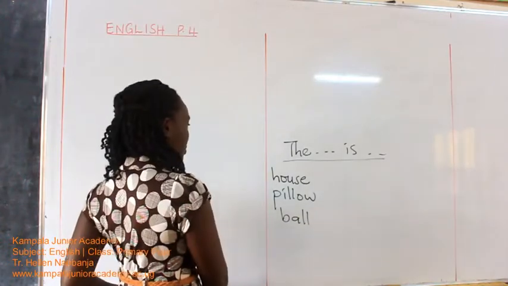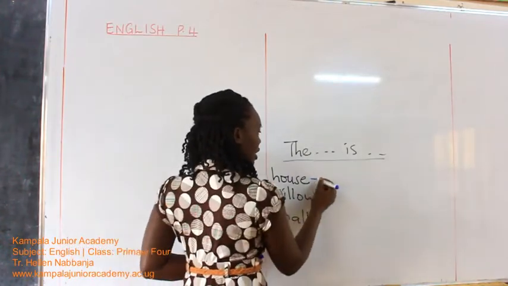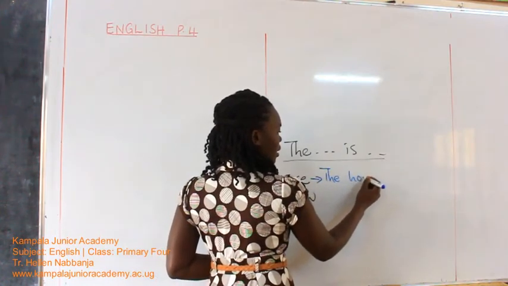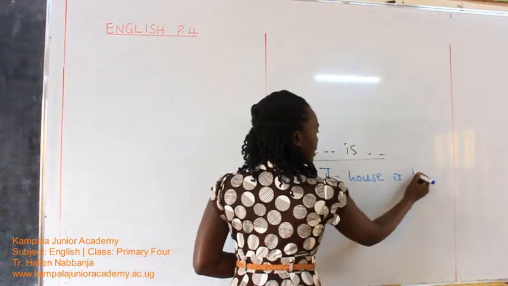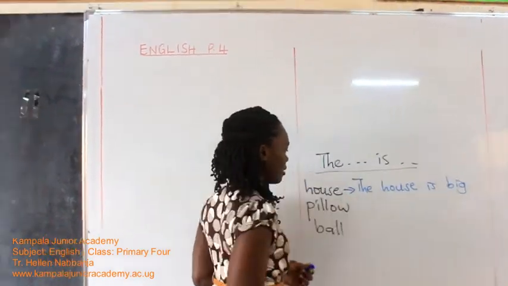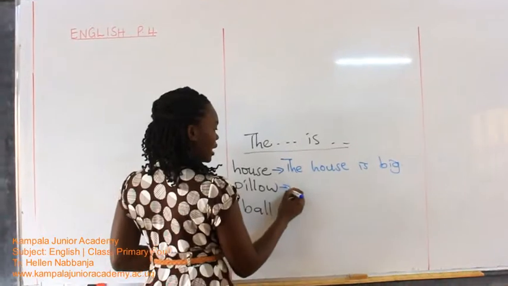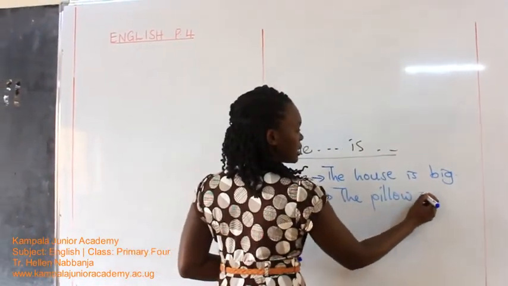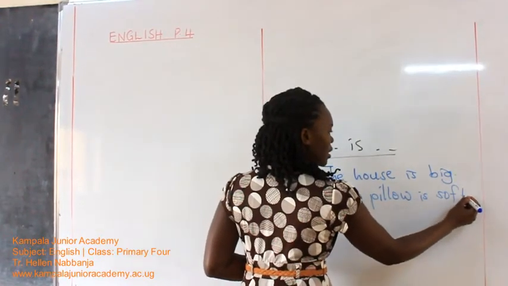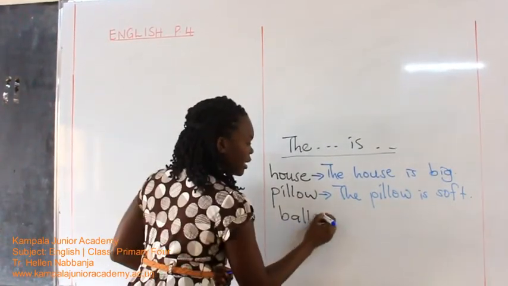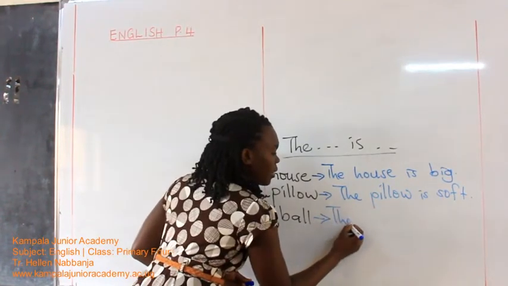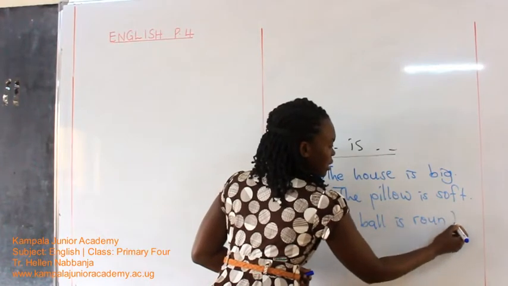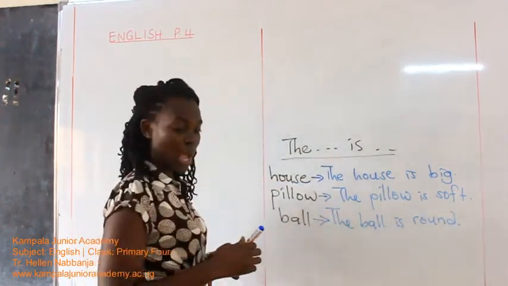You were supposed to simply say, using the structure, for example here, the house is big. Okay? I come to the pillow, you could say the pillow is soft. Okay? Then the ball, someone can describe the shape. The ball is round. Okay, so that's what you are supposed to do. I hope that's what you did.